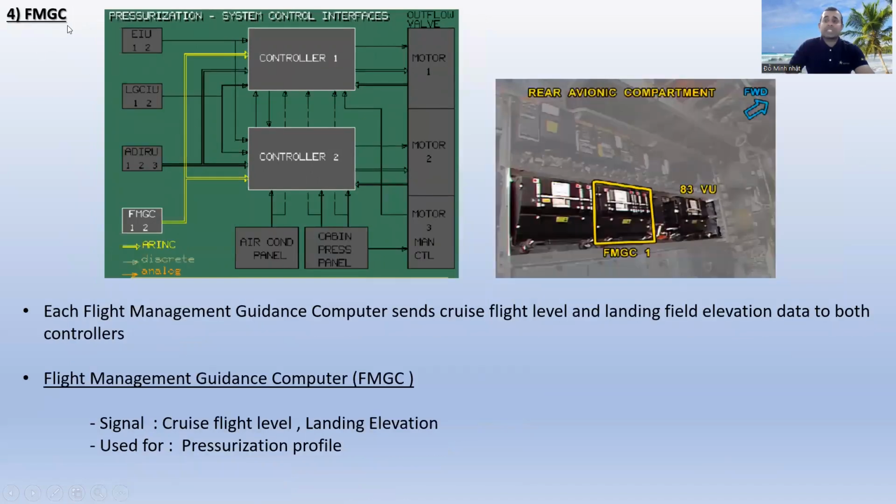Okay, the next one, FMGC flight management guidance computer. Each flight management guidance computer sends cruise flight level and landing field elevation data to both controllers. In the auto flight system, about the flight management guidance computer, I described the landing elevation. All right. The FMGC signals are cruise flight level and landing elevation, and are used for the pressurization profile. This is the actual view, FMGC number 1. This is situated in the rear avionics compartment.